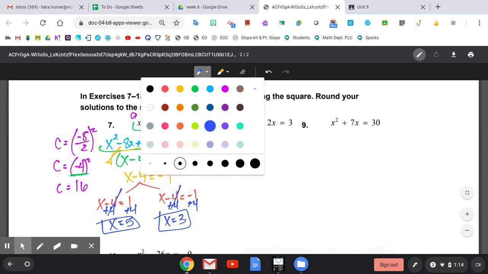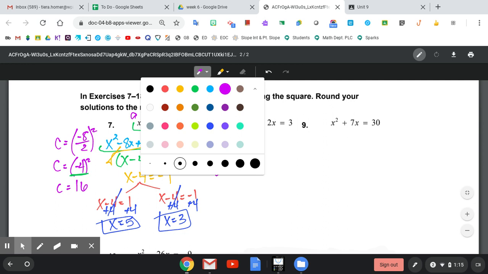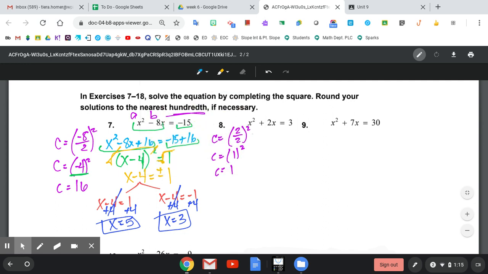Okay, let's do another one together. Looking at number 8, I need to first find my c value. So I'm going to take half of my b and square it. My b is a 2, so I take half of 2 and square it. Half of 2 is a 1. 1 squared is a 1. So now we have x squared plus 2x plus our c value, which we found to be a 1, equals 3. But remember, I added that 1 on the left side, so I also need to add it on the right side.